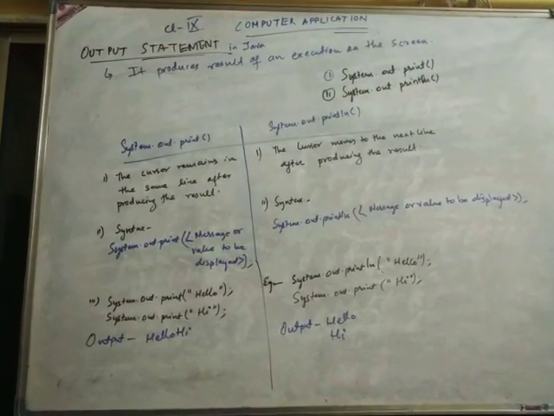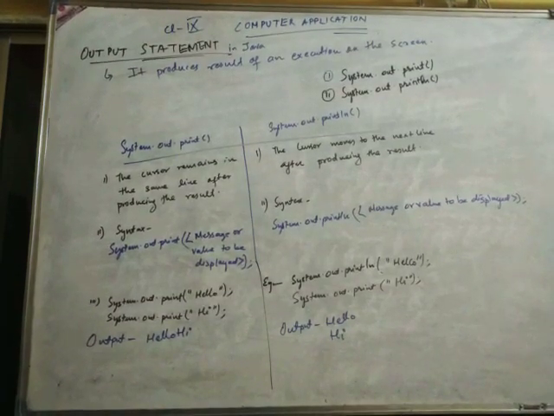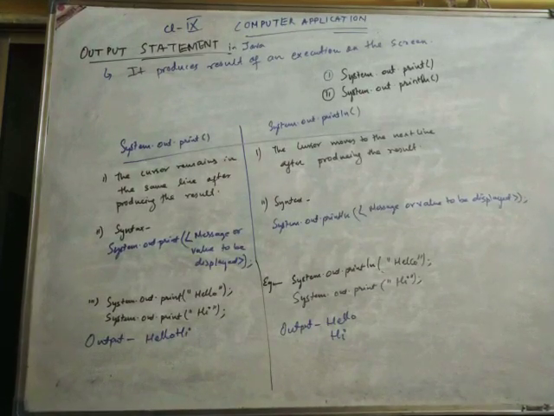In one example, hello and hi come in the same line because of print. In the second example, you can see hello in one line and hi in the other line because of println. So this is the difference between print and println.